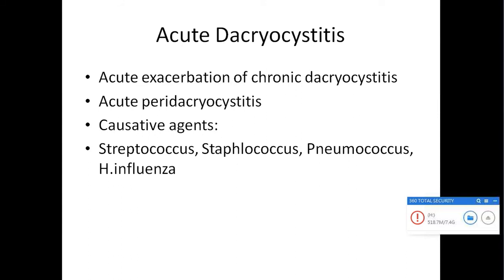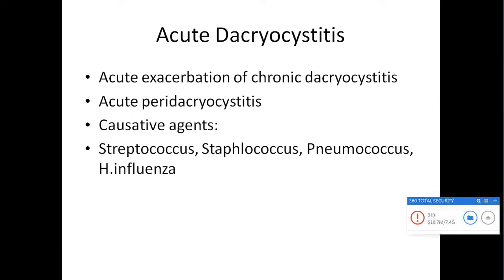Now coming to adult acute dacryocystitis. How does acute dacryocystitis occur? Infection of the lacrimal sac. It is an acute exacerbation of chronic dacryocystitis or peridacryocystitis. Causative agents are again, as I told you, streptococcus, staphylococcus, pneumococcus, H. influenza, which are all commensals in the conjunctival sac. Whenever there is obstruction, these commensals will become potential pathogens and infect the patient.